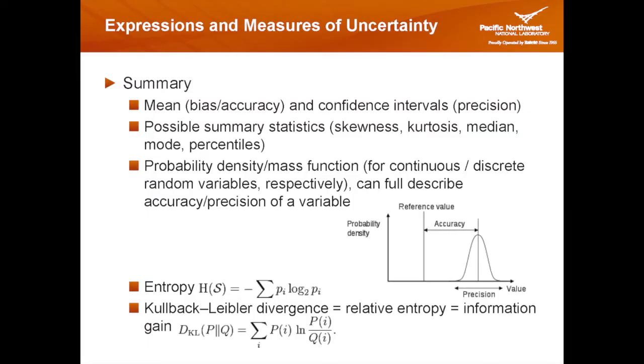Okay, some basic or even trivial probabilistic concepts. There are many different quantities that can be used to describe uncertainty. For example, the mean or confidence intervals, that's what we normally use. The mean is usually related to a bias or accuracy description, and a confidence interval to precision.